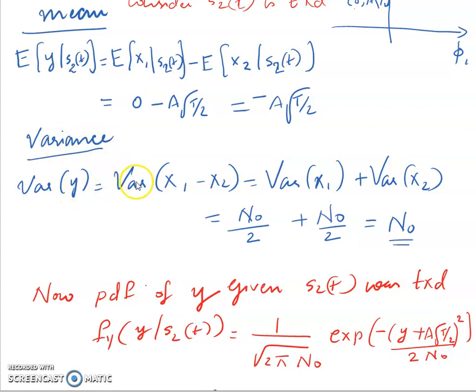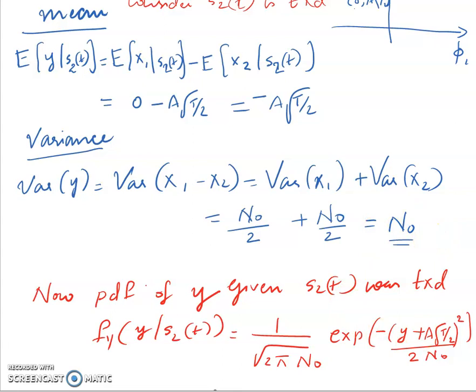Now, the variance. The variance of y is the variance of x1 minus x2. We know the rule of variance: the variance of a minus b will be equal to the variance of a plus the variance of b. So, the variance of x1 plus the variance of x2, so N0 by 2 plus N0 by 2. So, the variance will be N0.